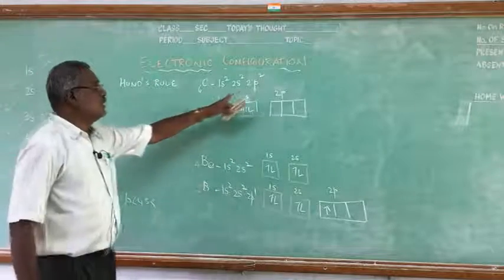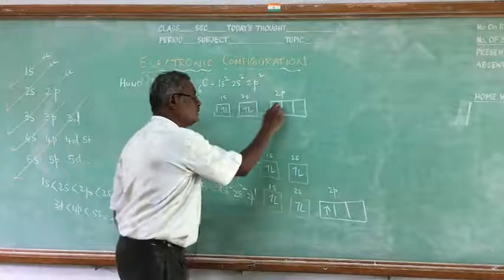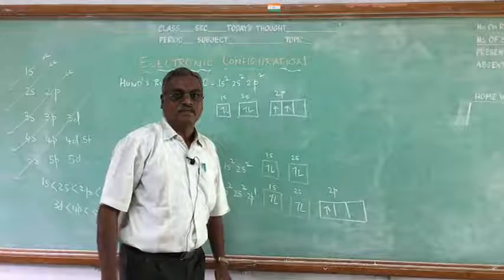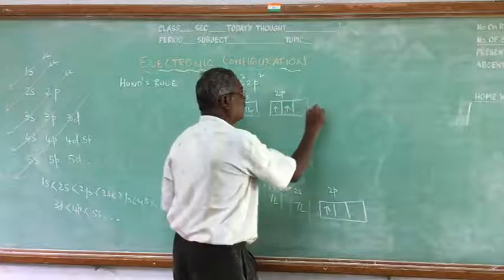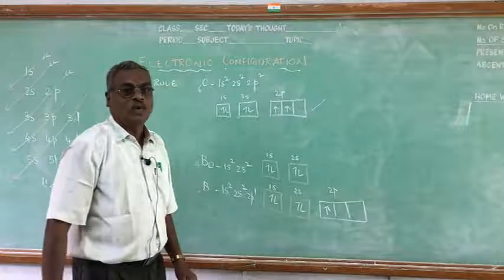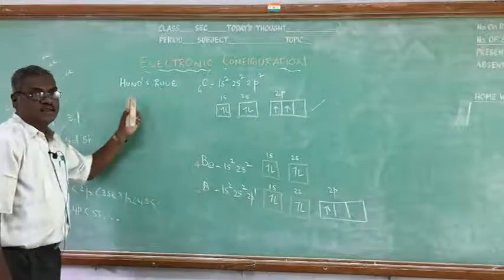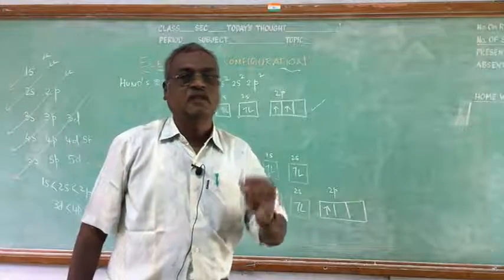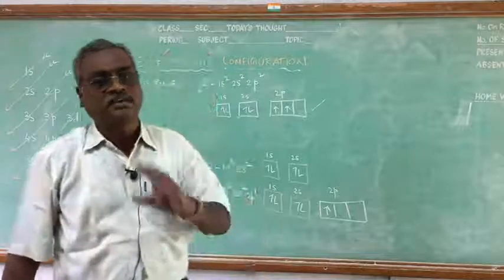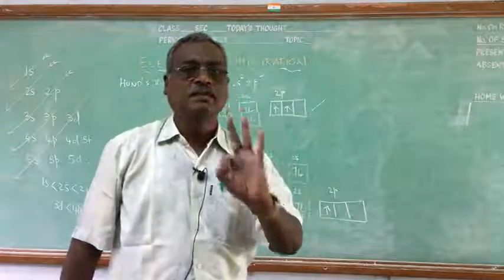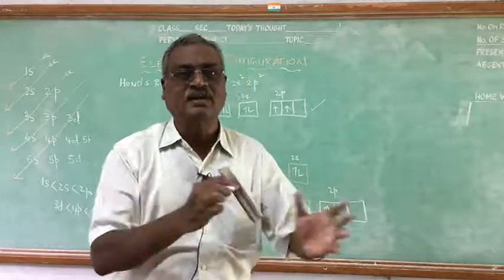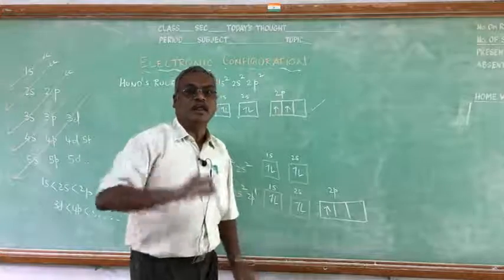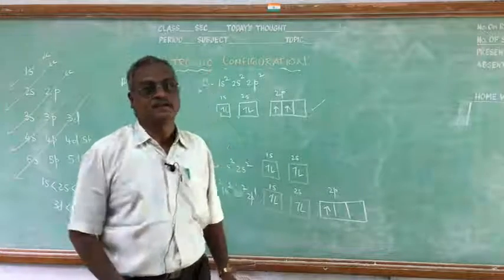Now 2p has 2 electrons. How do we have to put the 2 electrons? In one box I have to put 2 electrons, or in each box I have to put 1 electron. Which is correct? The correct one is 1 electron in each box. Why? Hund's rule says that electrons will never pair until each equivalent orbital has one. Px, Py, Pz are all equivalent orbitals, only the direction changes. Since they are equivalent orbitals, each will get 1 electron.